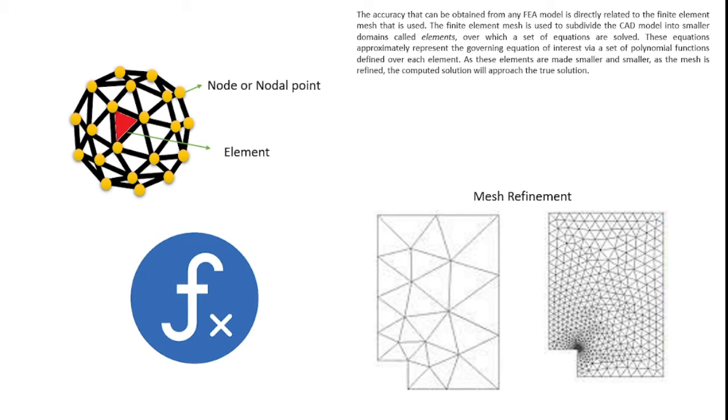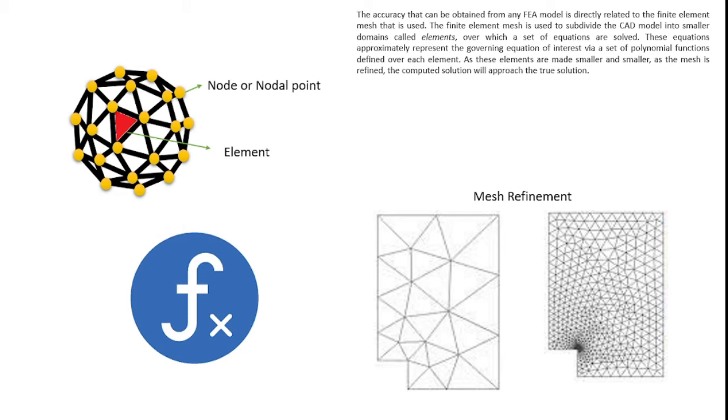That point is known as a node. So these kinds of elements are available in our initial step. These continuous elements make a mesh. The finite element mesh is used to subdivide the CAD model into smaller domains, called elements. Every element is called a domain, over which a set of equations is solved. How can we represent these elements? Yes, we can utilize polynomial functions. From the polynomial functions we can define every element.